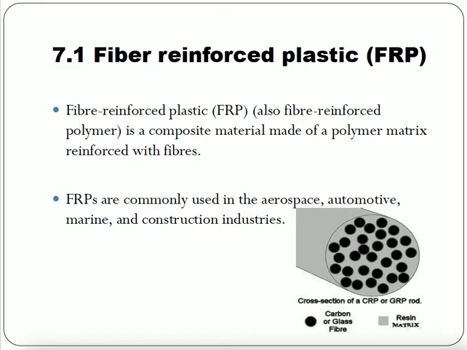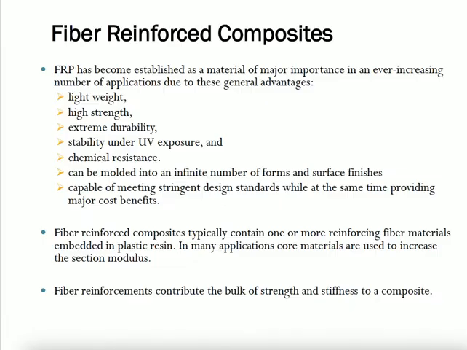Right, so we can see one example here, which is the cross section of a CFRP or GFRP rod, which is carbon or glass fiber combined or bound with the resin matrix. FRP has become established as a material of major importance in an ever-increasing number of applications due to these general advantages, right?